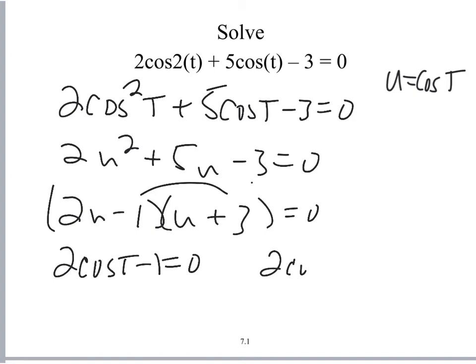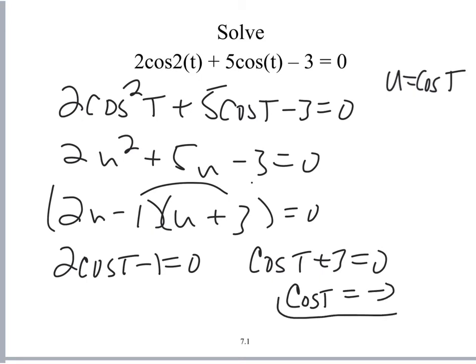And 2 cosine... I'm sorry. Messed that one up. Cosine t plus 3 equals 0. Well, let's take care of this one. I'm going to subtract 3 from both sides.